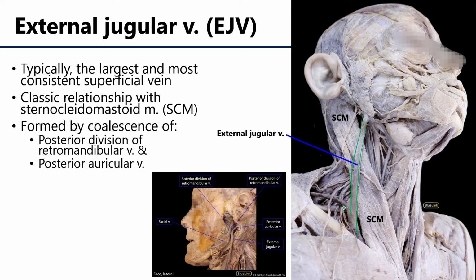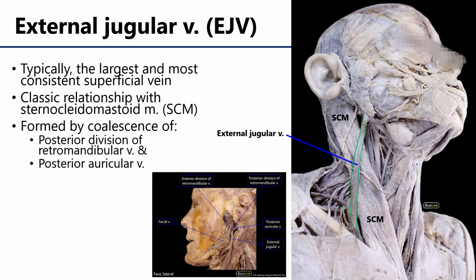And it can be a very obvious vein, in particular when we have right-sided heart failure. So as blood begins to back up in the right atrium, the veins that feed into that right atrium tend to distend. And because of its position nearest to the skin, you can see very well a distended EJV.